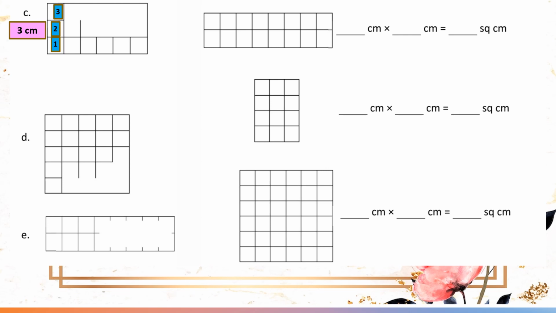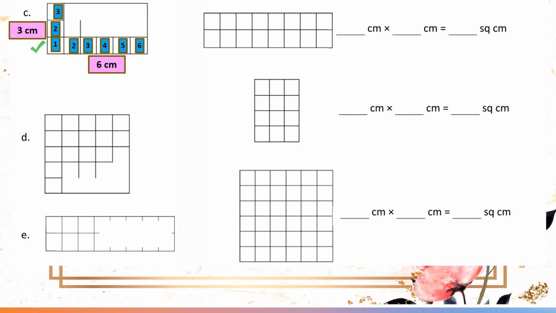I'm going to use that same one down in the corner to count my squares for my width. Let's start. So that's 1, 2, 3, 4, 5, 6. So that means that my width is 6 centimeters.